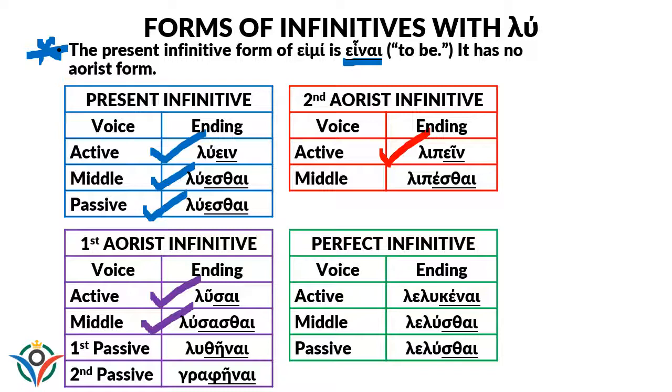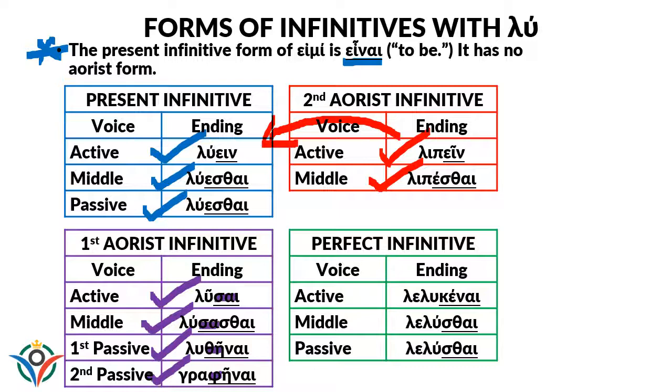And there we see in the active and the middle voices the characteristic sigma alpha that helps us to identify the first aorist. The first passive is λυθῆναι, and there we have the theta eta that helps us to recognize the passive voice. And then the second passive is γραφῆναι, the second passive having the phi instead of the theta. And then the second aorist infinitive forms, we've already looked at: the active voice is λιπεῖν, the middle voice is λιπέσθαι. Remember that the endings are the same as the present infinitive forms, except that there is a stem change.